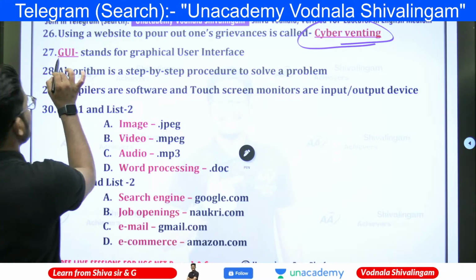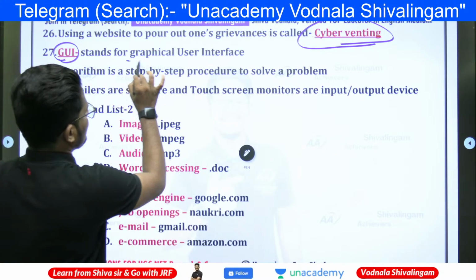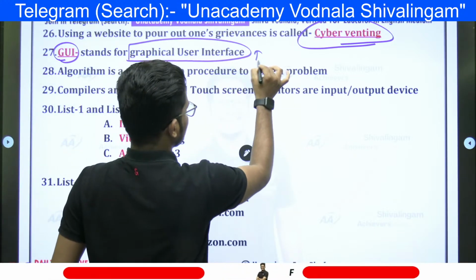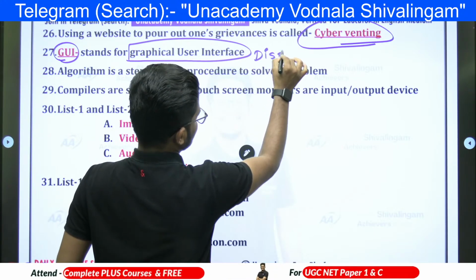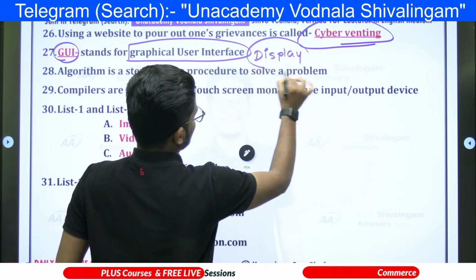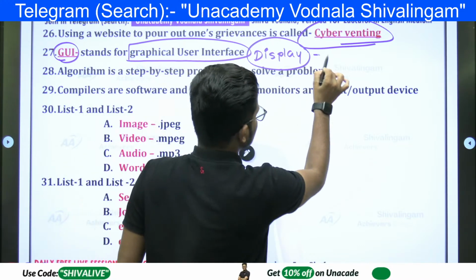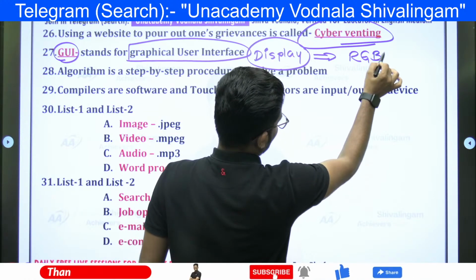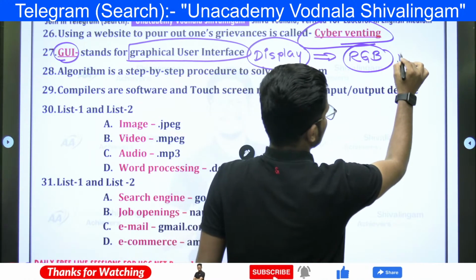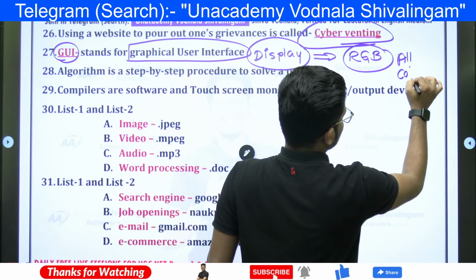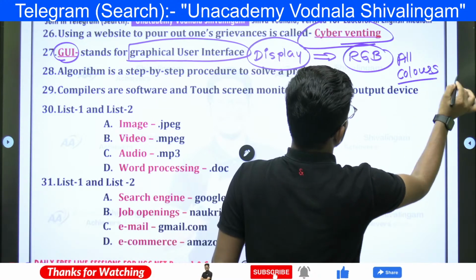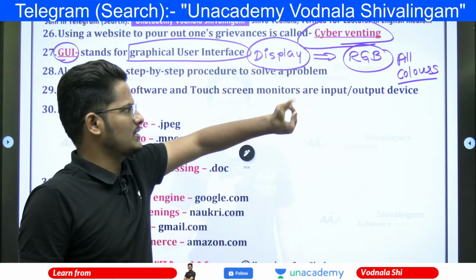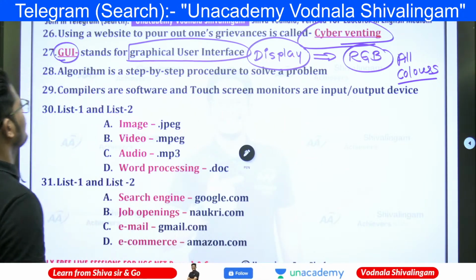Right. GUI, the full form is graphical user interface. A graphical user interface is like a display of the computer, like a monitor. In this GUI we use RGB technology: red, green, blue. Because of this, all colors come. We can see color screens because of RGB, where these three colors are mixed to show the exact color.